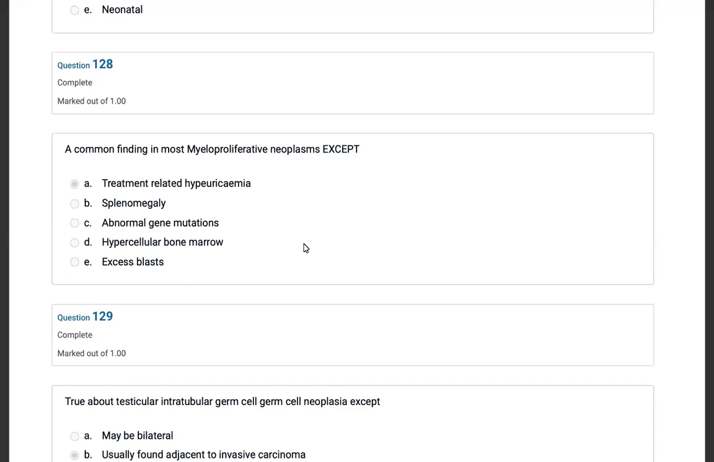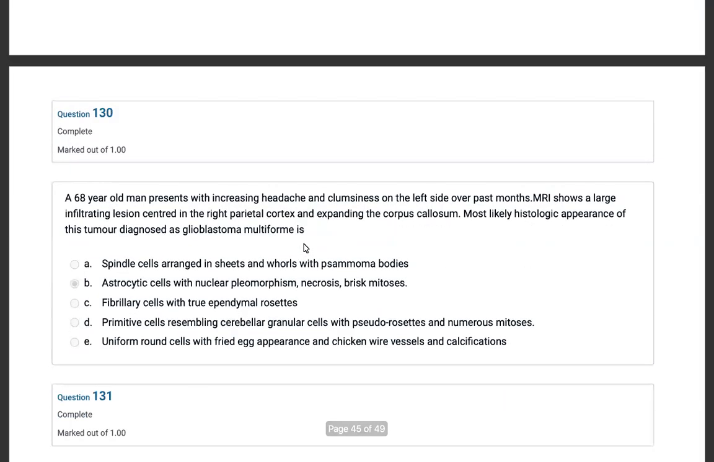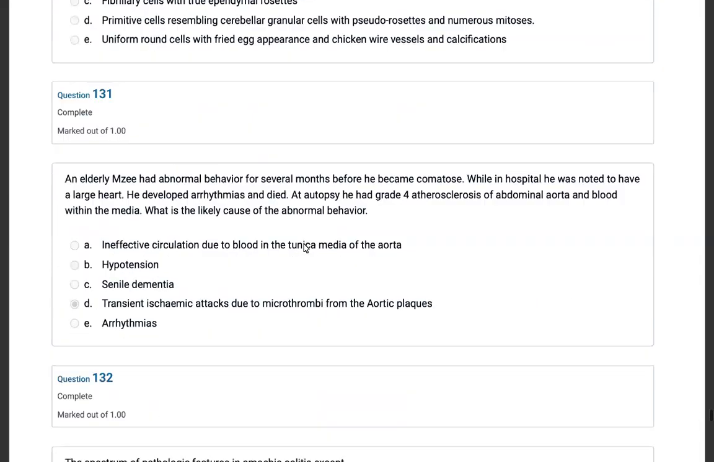About the CML, someone has given us an answer: the BCR-ABL gene, chromosome 9;22 translocation, the famous Philadelphia chromosome. I'll write within the group the common translocations that you need to know between the two. So here the correct answer will be excess blasts. Tunaweza endelea.